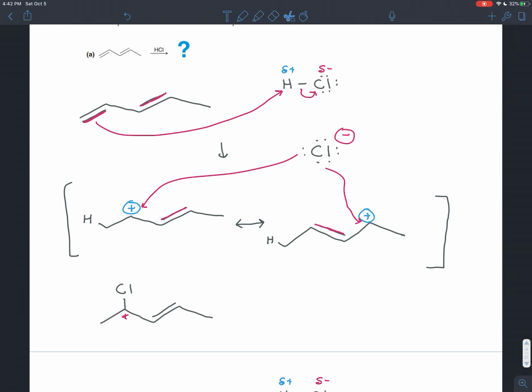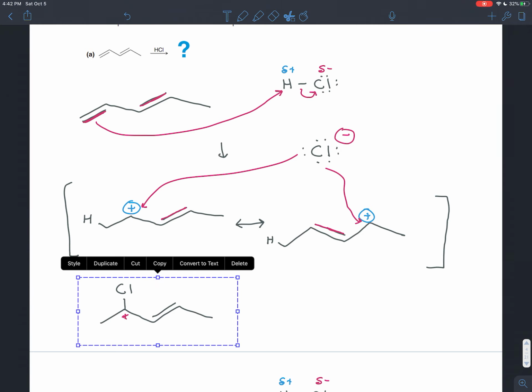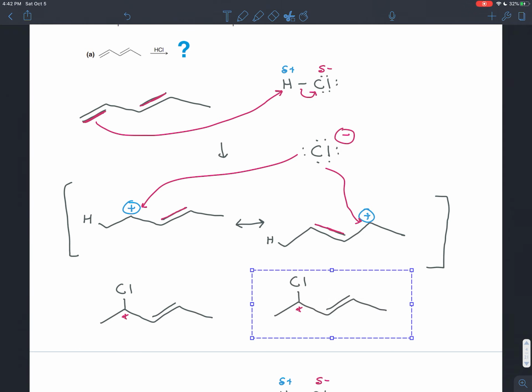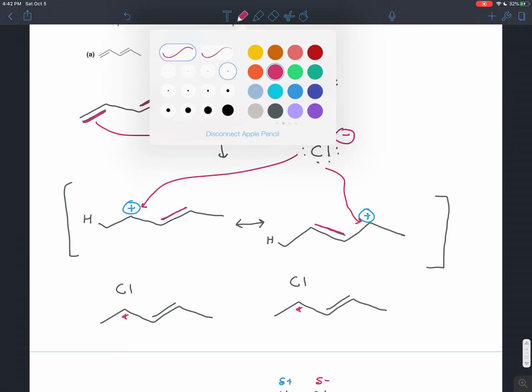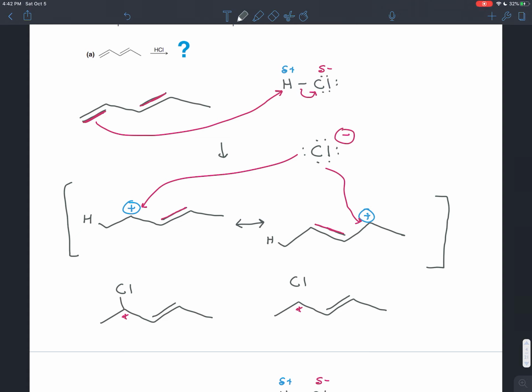So we don't have to draw both of these products because they're the same, but we do have to draw it twice, once with the bond to the chlorine coming out at us, and once with the bond to the chlorine going away from us.